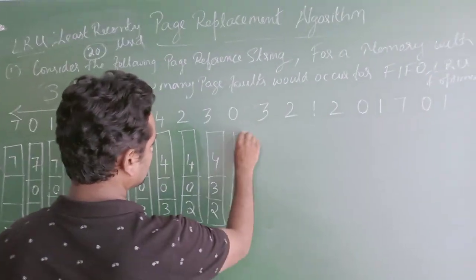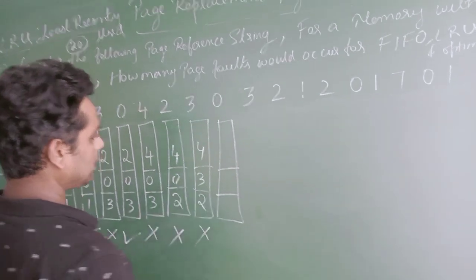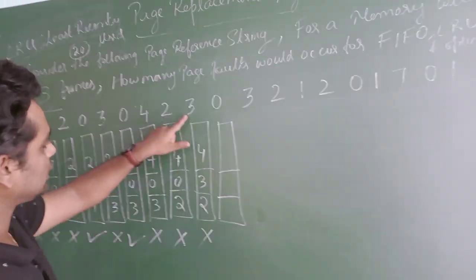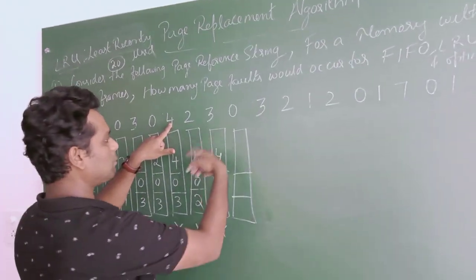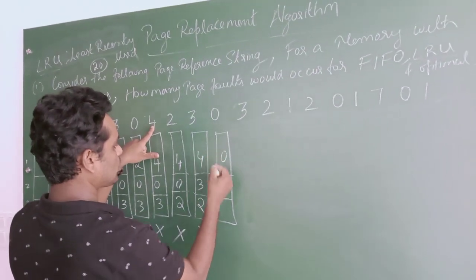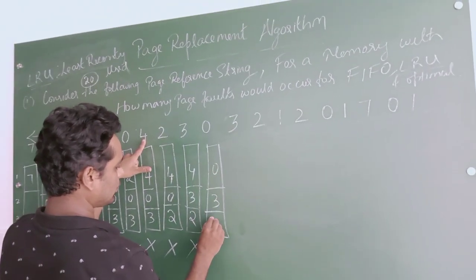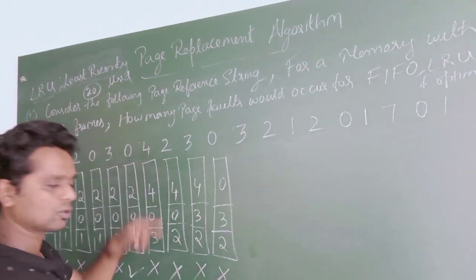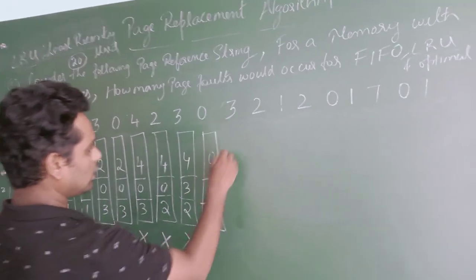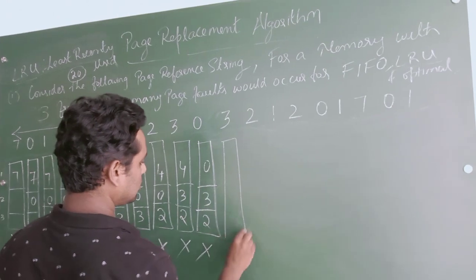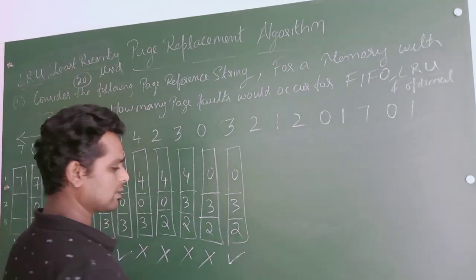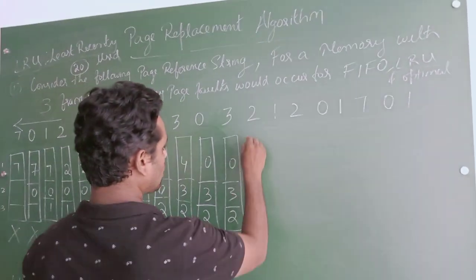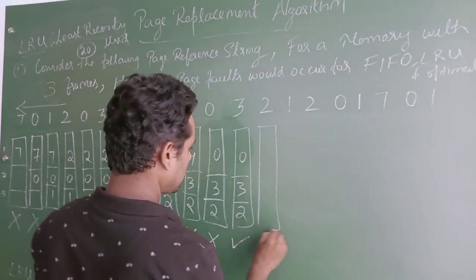Next 0, not in memory, you have to replace in 4 3 2. 3 is here, 2 is here, the least recently used is 4. Replace your 4. Swap out 4, swap in your 0. Again replacement, that is called a page fault. 3 is already in memory, so at that time don't go for replacement. That is a page hit. 2 is already in memory, don't go for replacement.